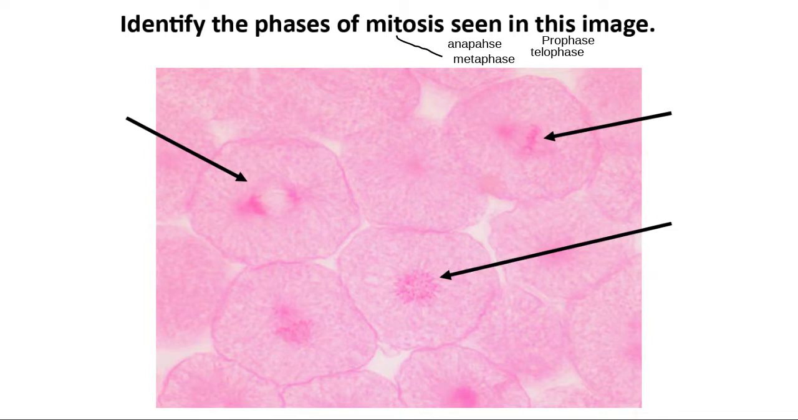Here's my reminder for you. The way I remember the order they go in, PMAT. So prophase, metaphase, anaphase, telophase. PMAT. That's the order we go in when we're doing mitosis.